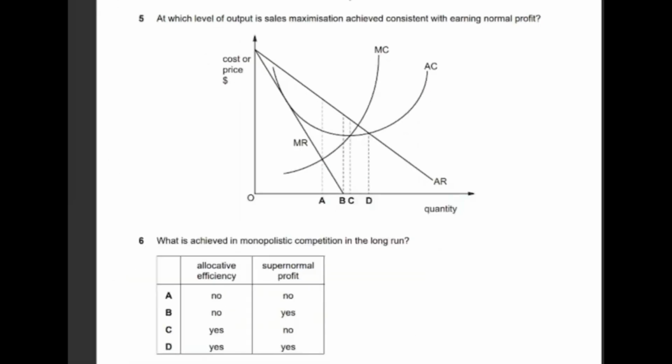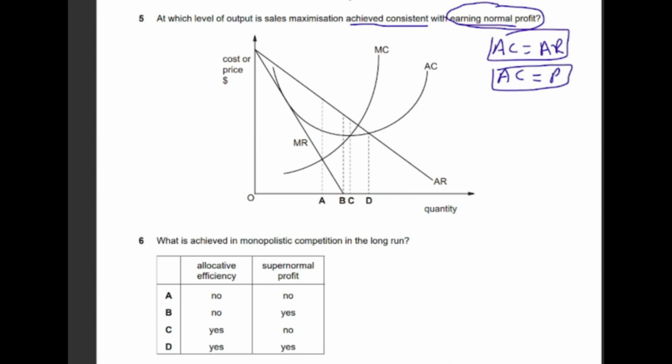Question number 5 says, at which level of output is sales maximization achieved consistent with earning normal profit? Okay. So what is the requirement of this question? The question is asking the condition for normal profit, and normal profit is achieved when average cost is equal to average revenue, or we can also say that average cost is equal to price, because average revenue is always equal to price. So you can replace average revenue with price as well.